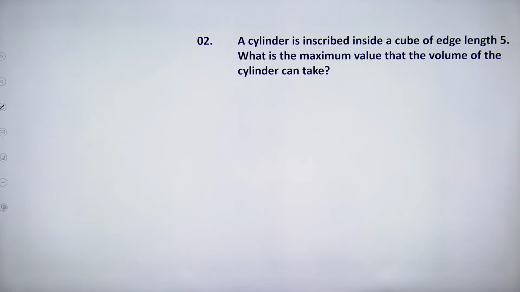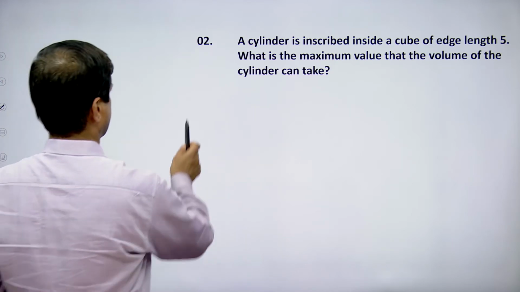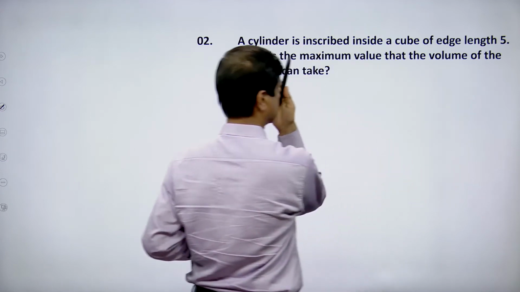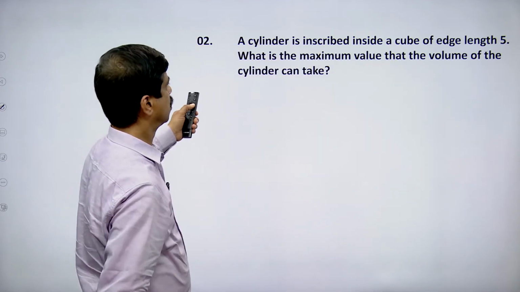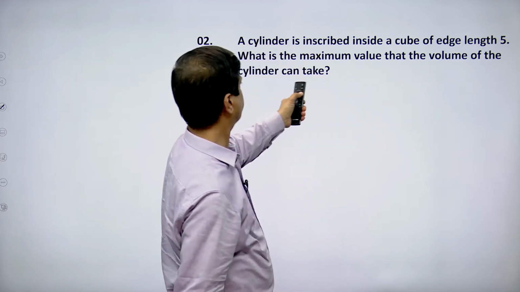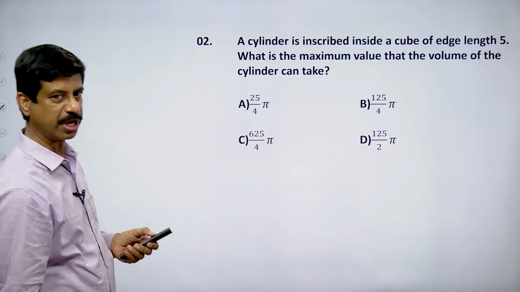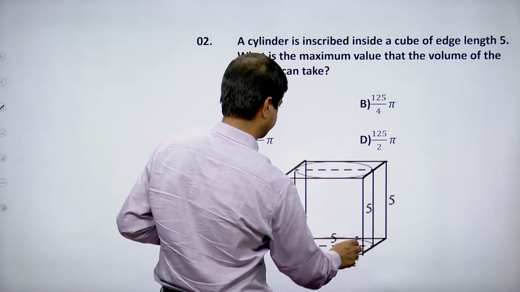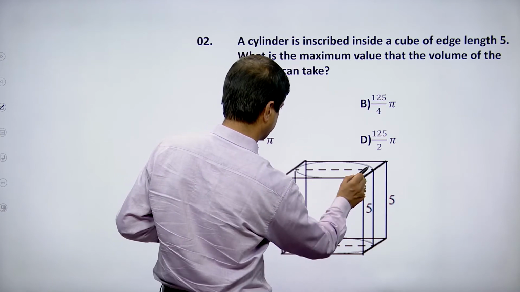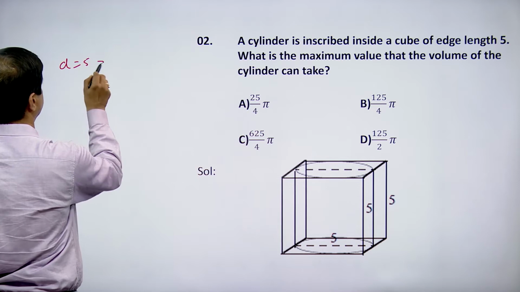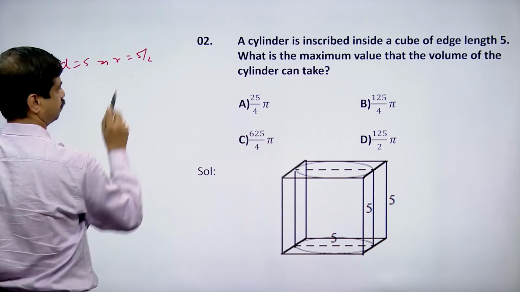So now let us see, children, what he says. A cylinder is inscribed inside a cube of edge length 5 units. What is the maximum value that the volume of the cylinder can take? Okay, so now look at this. This is a cube of side 5 units. So the diameter of this cylinder is also 5. Diameter of cylinder is 5 implies radius is 5 by 2.